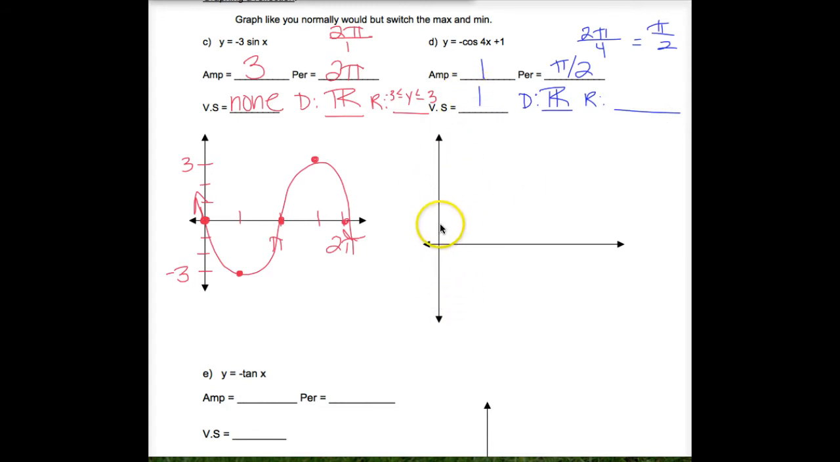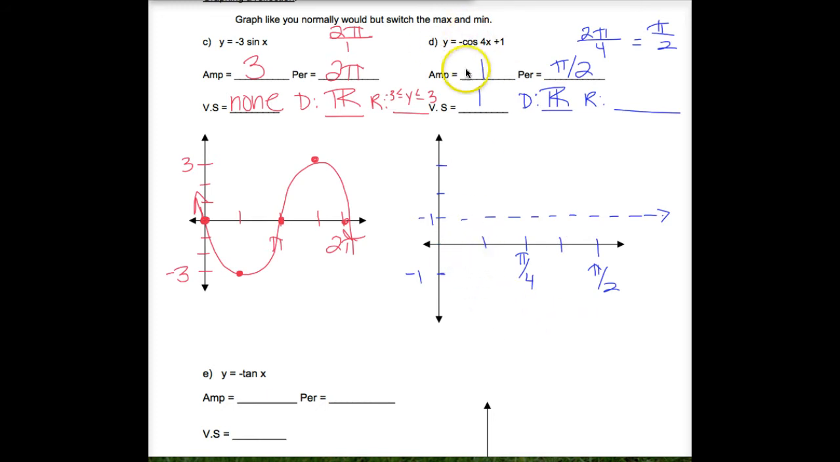So because it has a vertical shift of 1, that means I need to make a new midline, a dashed horizontal line up 1. My amplitude is also 1, so that means I need to make sure I go up and down at least 1. My period is pi over 2, so my last mark is pi over 2. Halfway to that is pi over 4. And then halfway's in between there as well.